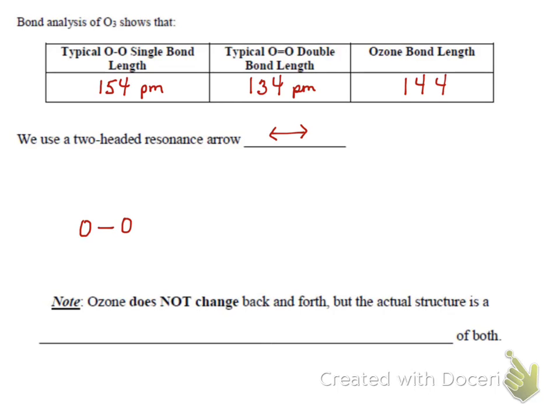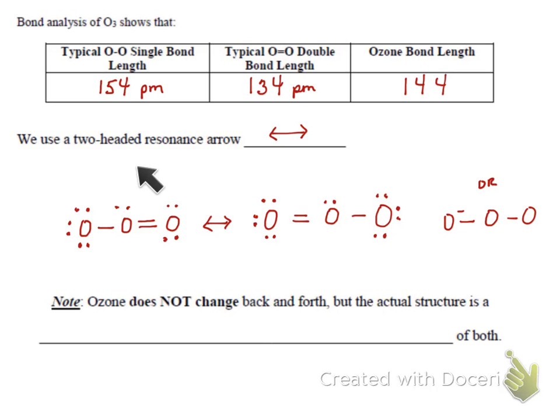If we look at ozone, it shows that while a typical single bond is 154 and a double bond is 134 picometers, the bond length in ozone is 144, so it is exactly in the middle of a single and a double bond, which means it's halfway between.